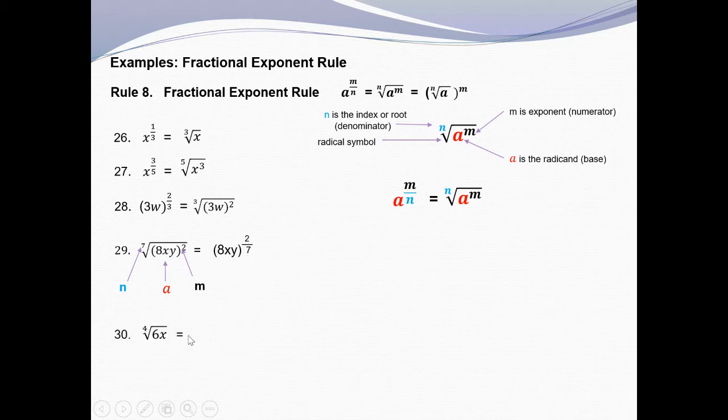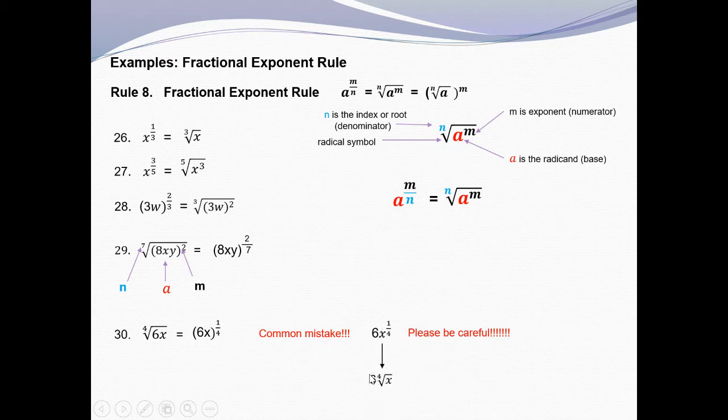Now this one, 6x is my a, to the 1/4 power. And again, this is a common mistake that a lot of students make. They write it this way. This is not correct, because if it was 6 times x to the 1/4 power, it would mean that only the x is the radicand. But since the 6x is inside the radical, the whole 6x is the radicand. Like I said, a common mistake that students make is putting 6 times x to the 1/4 power, and that's not right. Please be careful.